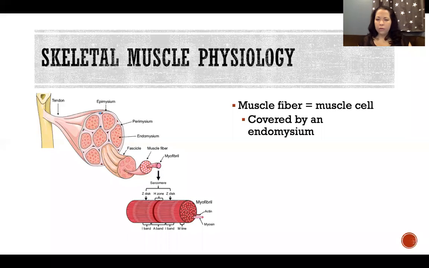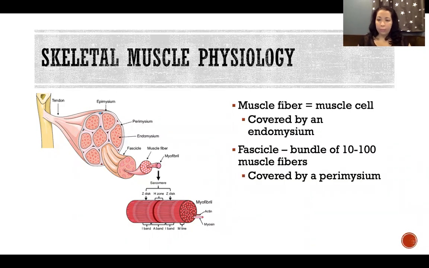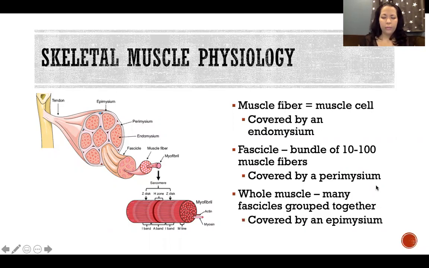Okay, so a muscle fiber is equivalent to a muscle cell. So both terms are used interchangeably and they mean exactly the same thing. Every muscle fiber is covered by an endomysium, which is made of connective tissues. That's the connective tissue covering of the muscle fiber. Then if we bundle several muscle fibers together, so 10 to 100 muscle fibers together, we call that bundle a fascicle. And that fascicle, that bundle, is covered by a perimysium. Again, that's a connective tissue covering.